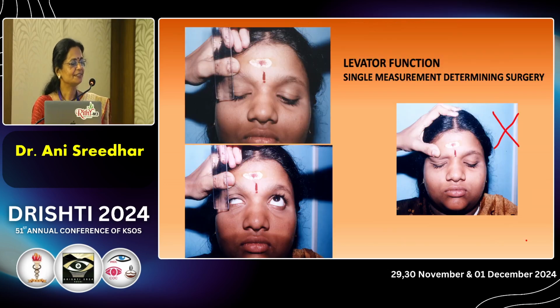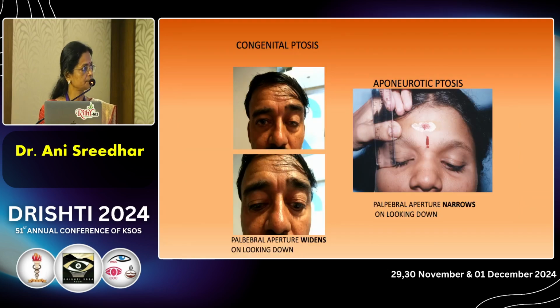So the single most common mistake that we all make is in measuring the levator function. After the PGs do the ptosis workup, I only check the levator function, because you should not make the mistake of pushing down the eyebrow, and also the scale should not ride on your finger and go up. So levator function is the single most important measurement which determines surgery.